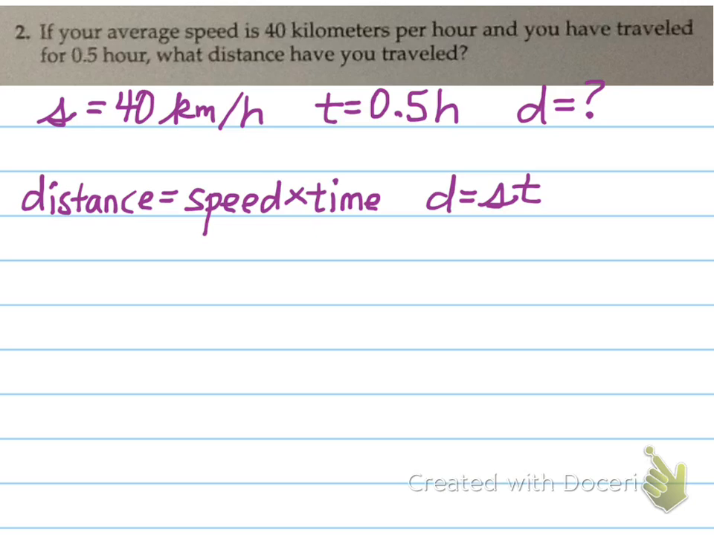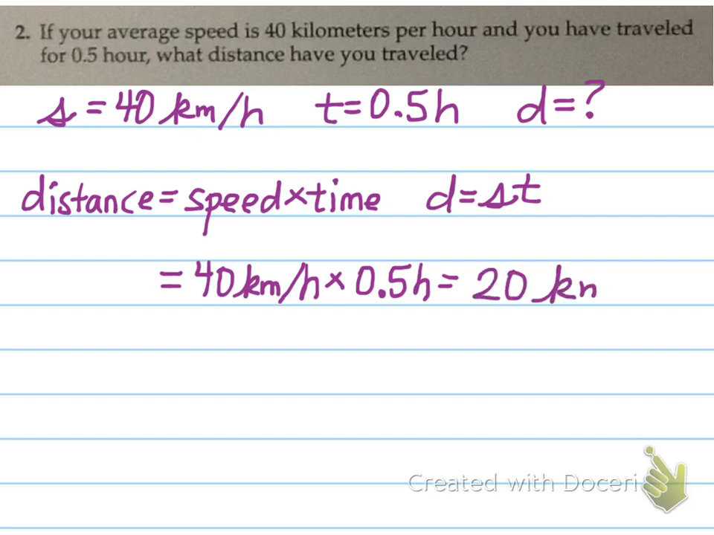Okay. So I'm going to plug in for my speed 40 kilometers per hour. I'm going to multiply that by my time, which is 0.5 hours. And 40 times 0.5 is 20. And my units will be kilometers because my hours will have crossed out.